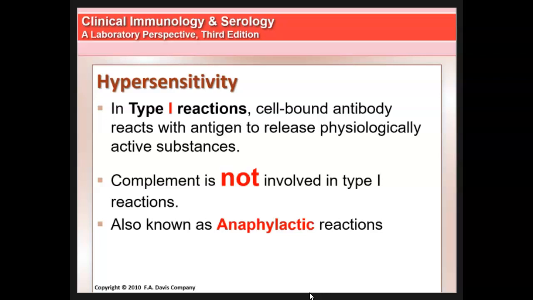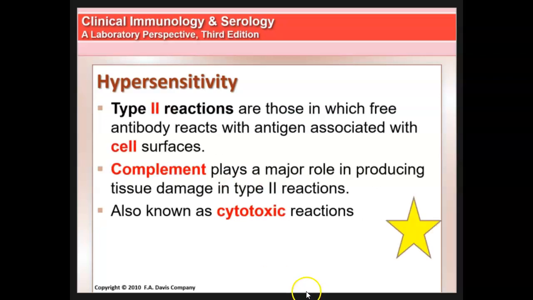Now, as we go through these reactions, it's important to know which antibody is involved, IgG or IgM, and whether or not complement is involved. It's important to know the type 1, 2, 3, and 4, and also the common name, and also the protective role that each one has. So type 1 is also known as anaphylactic reactions. These are the ones where if people are allergic to bee stings and they get stung and they quit breathing and they could die, that's an anaphylactic reaction.